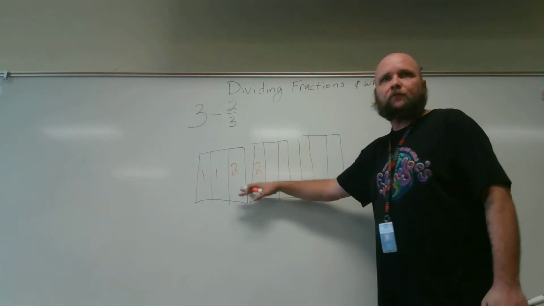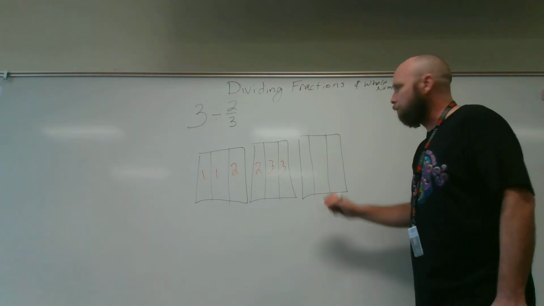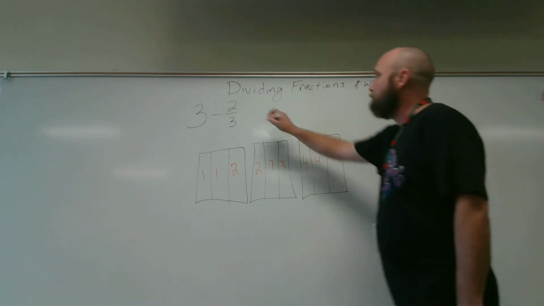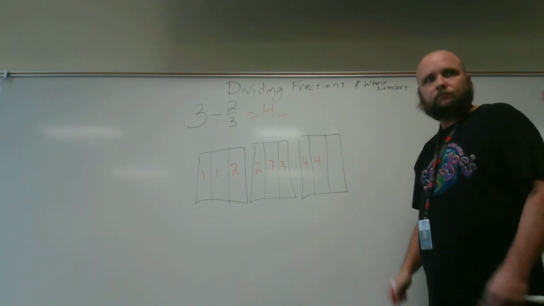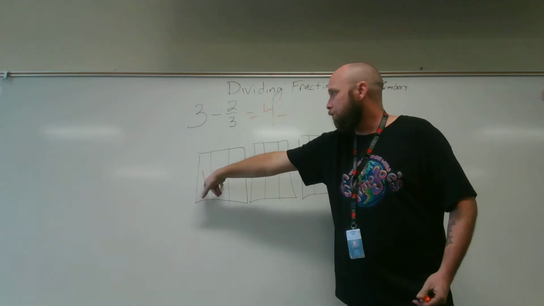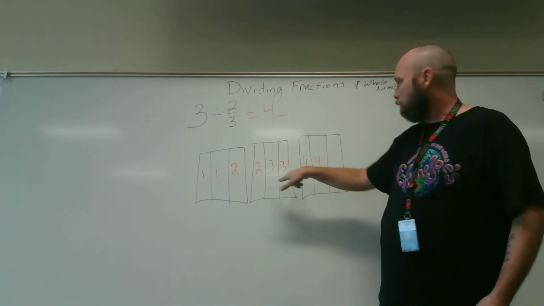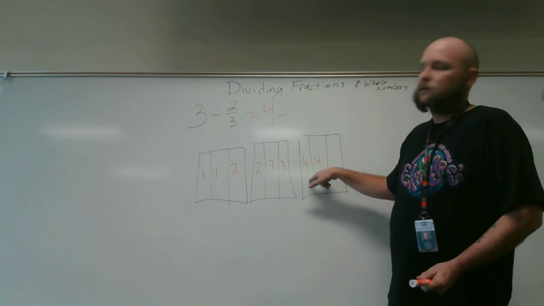This is a group of 2/3. This is a group of 2/3. And this is a group of 2/3. So I have 4 total as my whole number. Well, because I want 2/3. So there's one group of 2/3, 2 groups of 2/3, 3 groups of 2/3, 4 groups of 2/3.